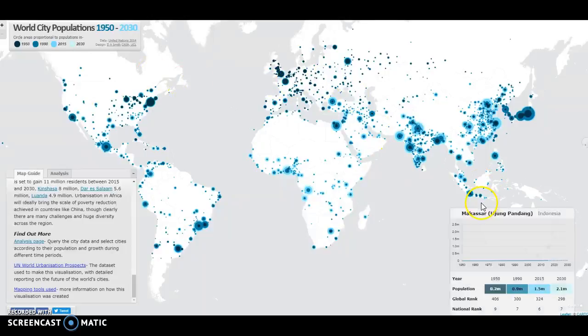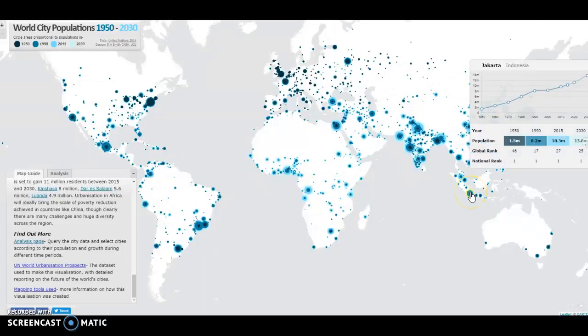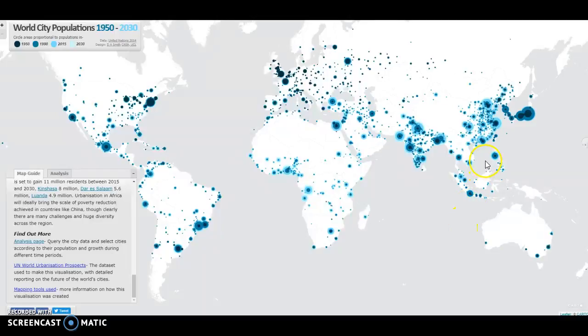So let's find Jakarta. We'll hover over it, and then you can see all this information in graphical form, which is really easy to interpret. And the first thing on that little graph you can see is that in 1950 the population of Jakarta was 2 million, and it is increasing quite steeply, and it's predicted to be up to 12 million, or 14 million rather, in 2030.